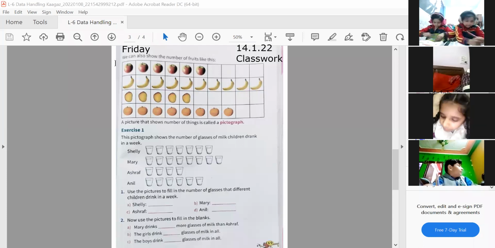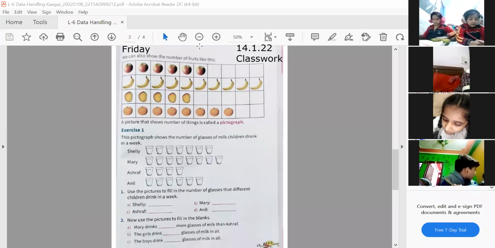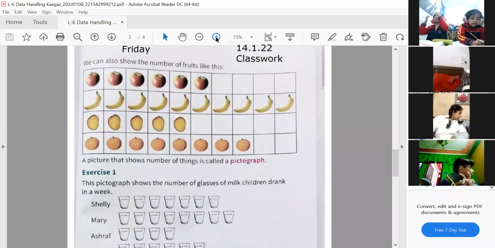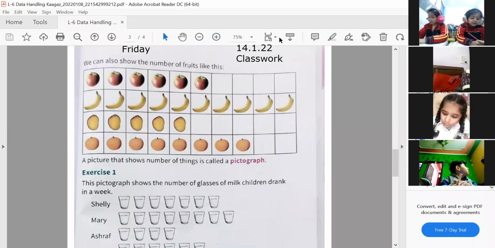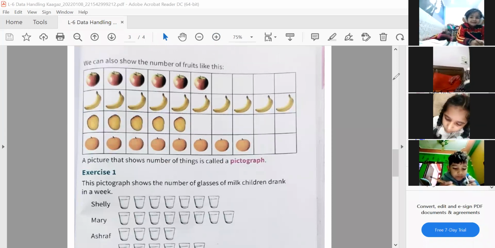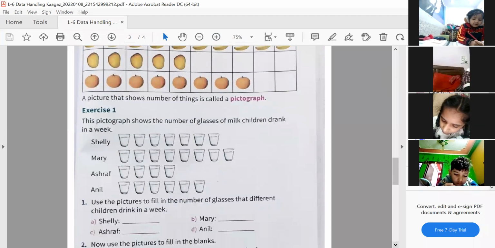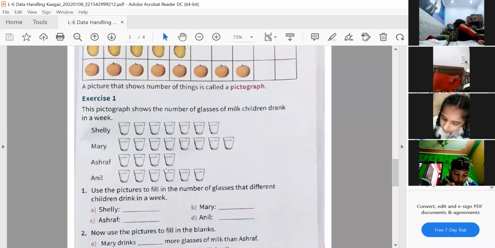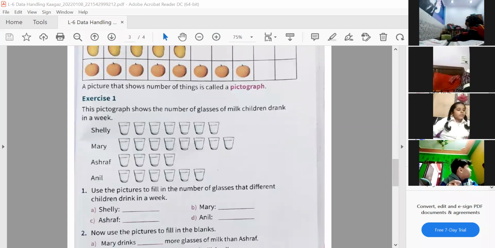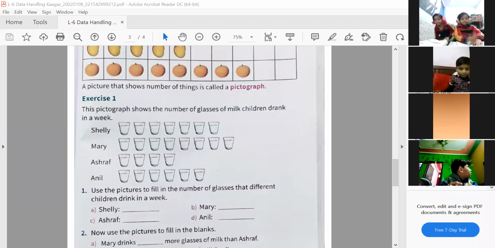Okay, now I'm zooming in so that it is more visible to everyone. Okay. Exercise one. Tanmay, please read out for us. Good morning, ma'am. Good morning. Please read out Exercise one.